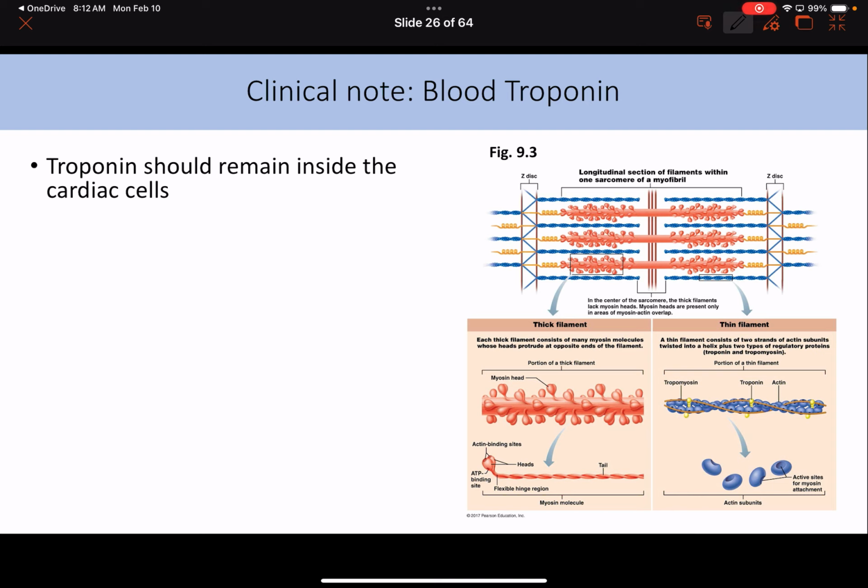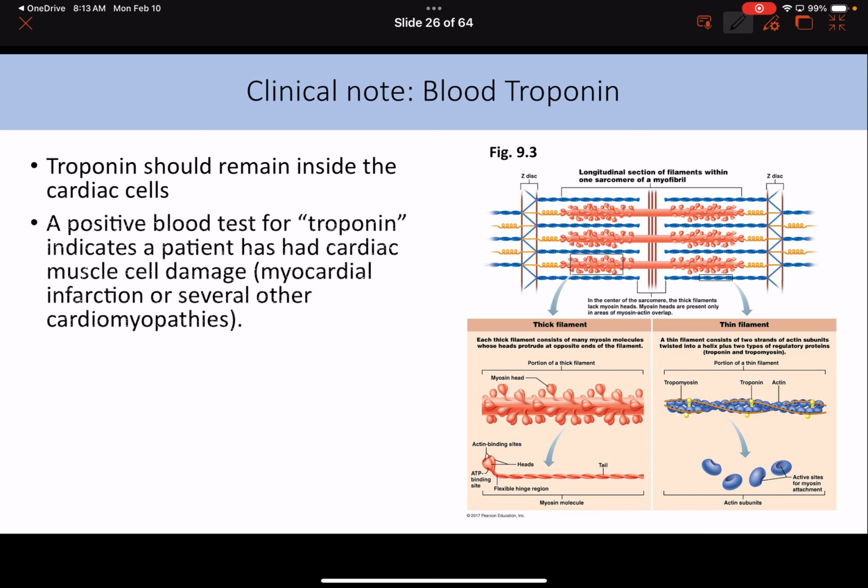So just like with skeletal muscles, the calcium binds to the troponin, which moves that other protein, called tropomyosin, out of the way. That exposes the active site on actin, which allows myosin to connect and create that cross bridge. The thing about cardiac muscle cells, though, is that troponin should stay inside of the cardiac muscle cell at all times. It should stay inside.